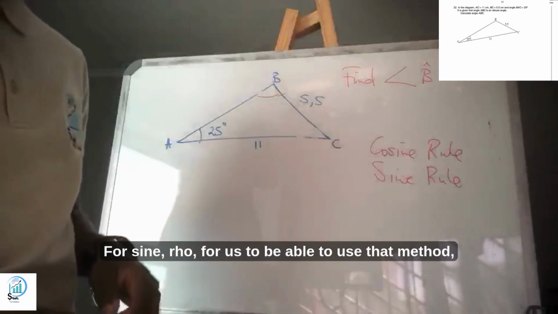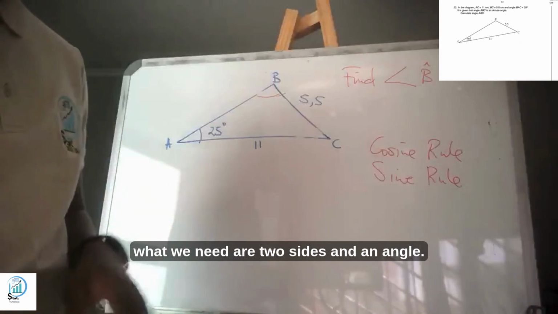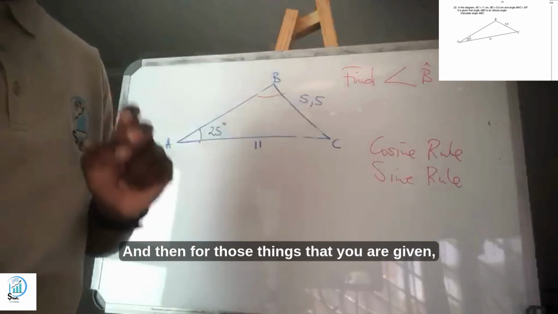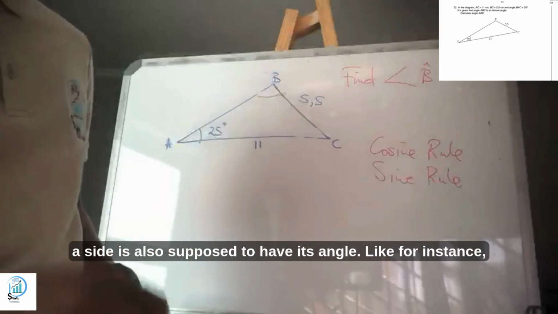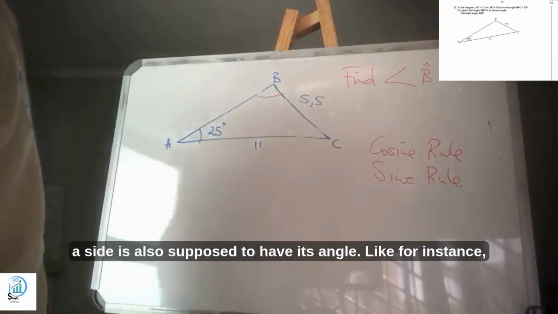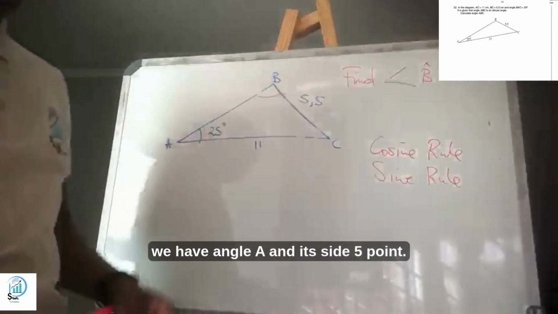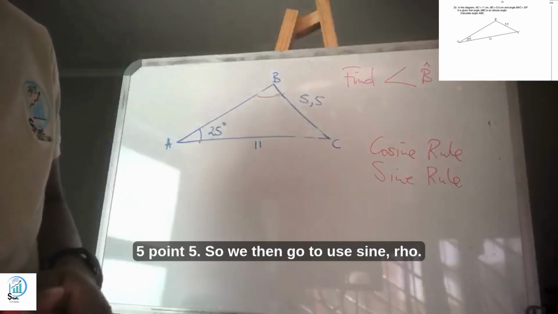For sine rule, for us to be able to use that method, what we need are two sides and an angle. And for those things that you're given, a side is also supposed to have its angle. Like for instance, we have angle A and its side 5.5. So we then go to use sine rule.